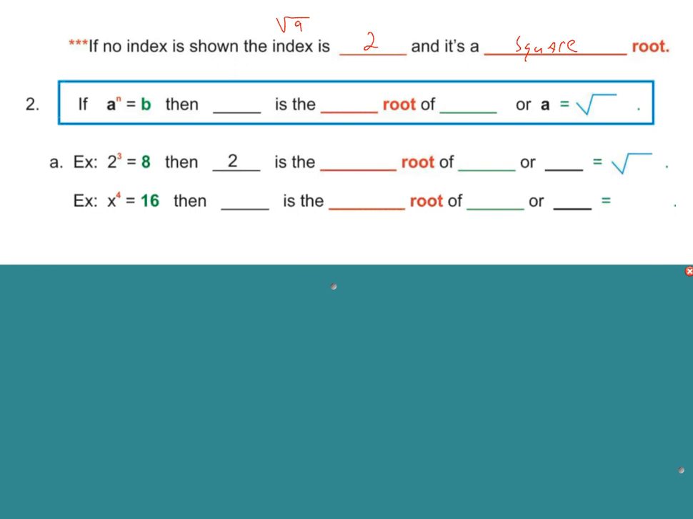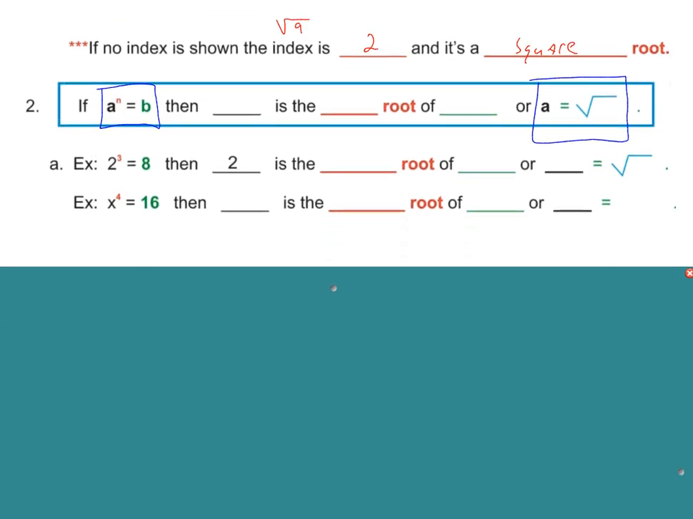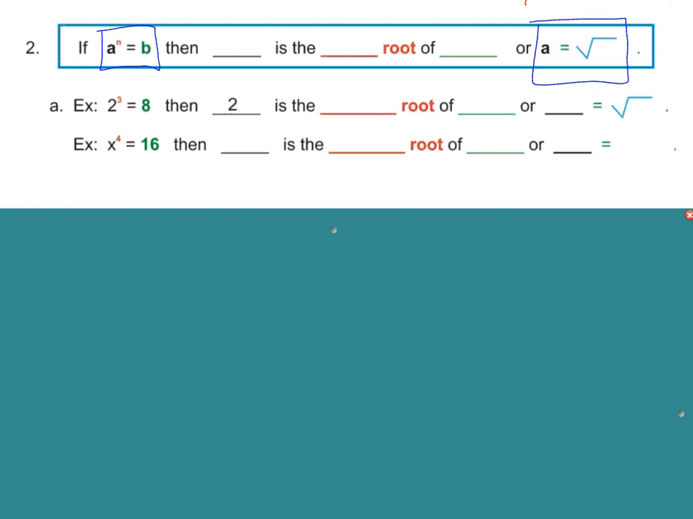All right, number 2. Let's take a look at some of the aspects of what's going on here. What we need to begin to do is we need to be able to associate exponential form with radical form. Exponential form with radical form. So let me get back where I was here. What we need to do is associate exponential form with radical form.